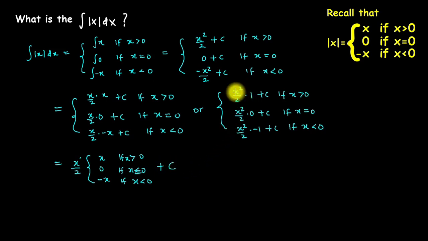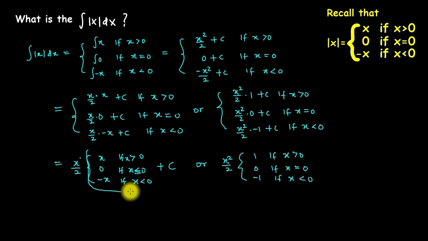Okay, and here x squared over 2 is common, so I can write this as x squared over 2 multiplied by 1 if x is greater than 0, 0 if x equals 0, and negative 1 if x is less than 0. Now what do you observe? You observe that this expression here is just simply my absolute value of x. So I can write this as x over 2 multiplied by the absolute value of x plus c.